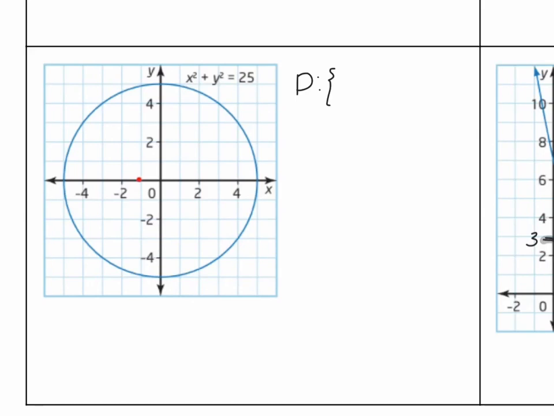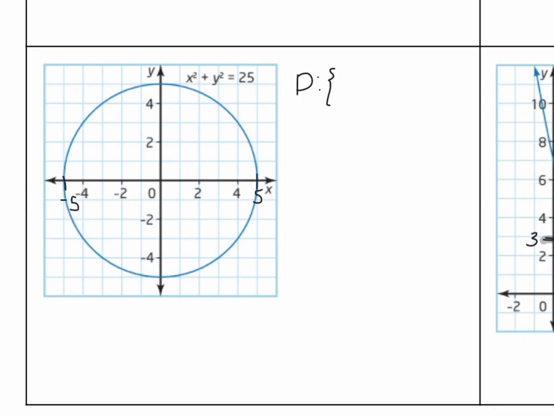Let's go on the other side. -1. Can be -1. Yes. -2. -3, yes it can. -4, yes. -5, yes, because (-5, 0) is on this circle. How about -6? No. So x can only be between -5 and 5.